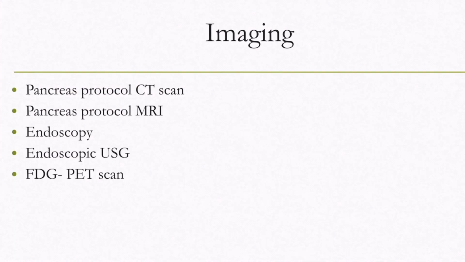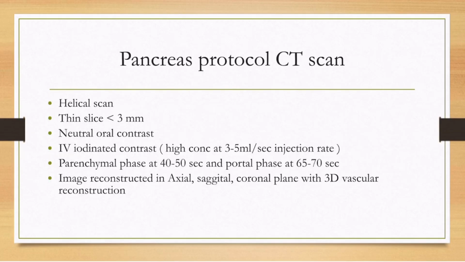Various imaging techniques used in pancreatic cancer are pancreas protocol CT scan, pancreas protocol MRI, endoscopy, endoscopic USG, FDG PET scan. Pancreas protocol CT scan has some predefined specifications, hence is different from routine CT. It is a helical scan with very small slices, less than 3 mm, so that small nodes and tumors do not get missed by falling in between slices, hence not visible.